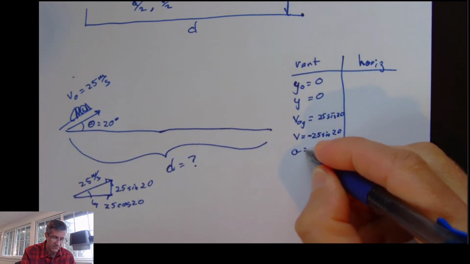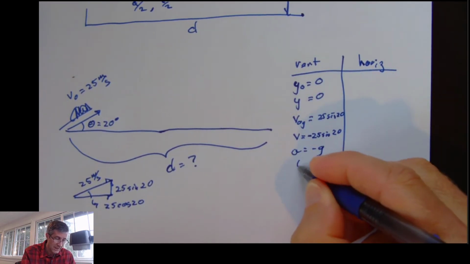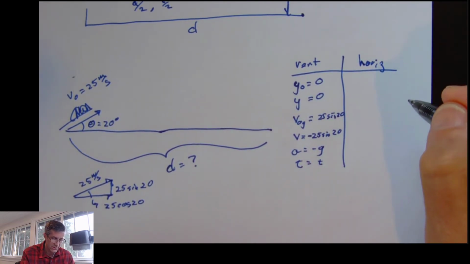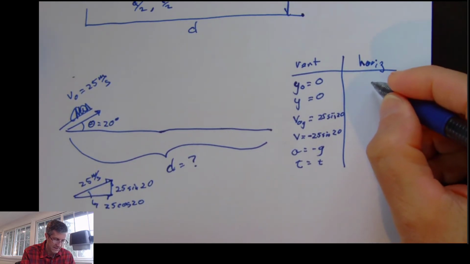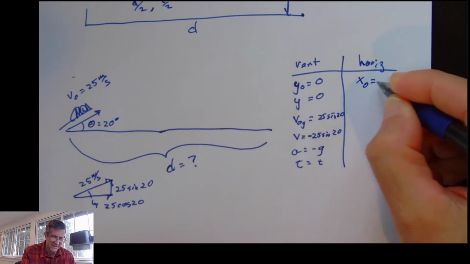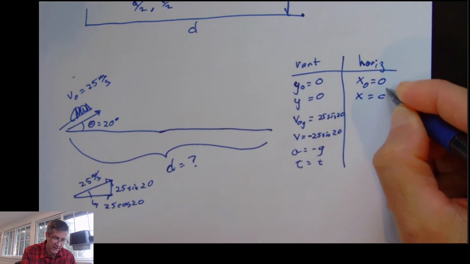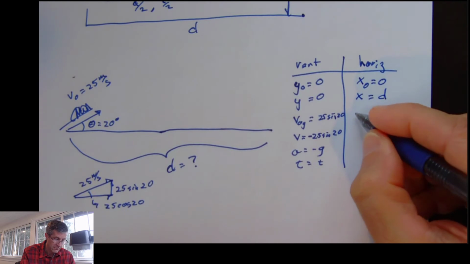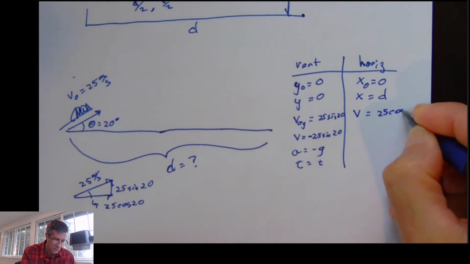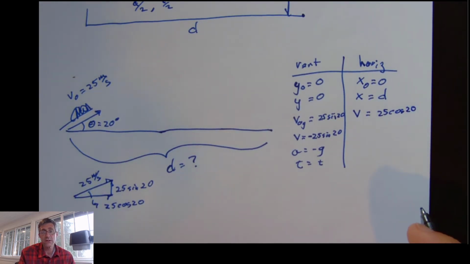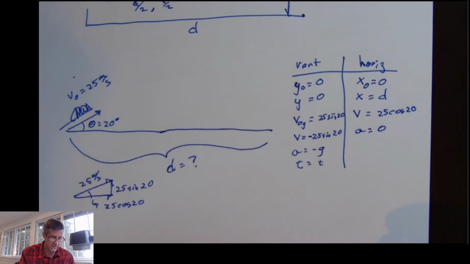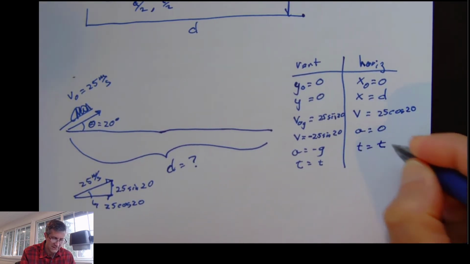My acceleration is going to be negative g, and the time it takes, well, I don't know, sometime t. In my horizontal direction, what do I know? I know my starting position is 0. My ending position, I want to find, I'll call that d. My initial velocity is going to be 25 cosine 20, and that's also my final velocity, so there's no acceleration in this one, so the velocity doesn't change, and the time it takes to do that is t.